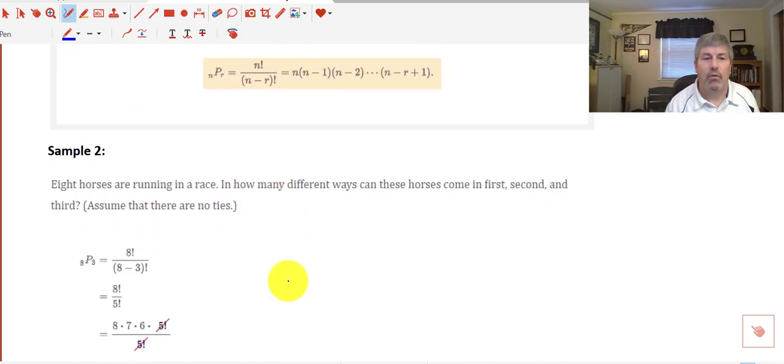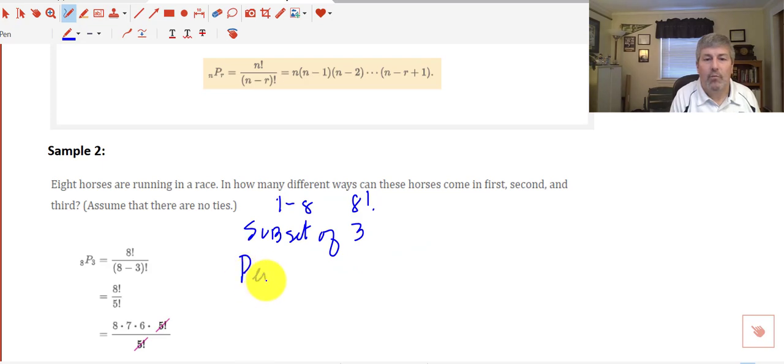So let's say we have 8 horses running in a race. How many different ways can these horses come in first, second, and third? We don't care about all the places. We don't want to know the total number of permutations. We're not predicting 1 through 8 or just doing 8 factorial. What we're really looking for is a subset of 3. How can they come in first, second, and third of our 8 finishers?